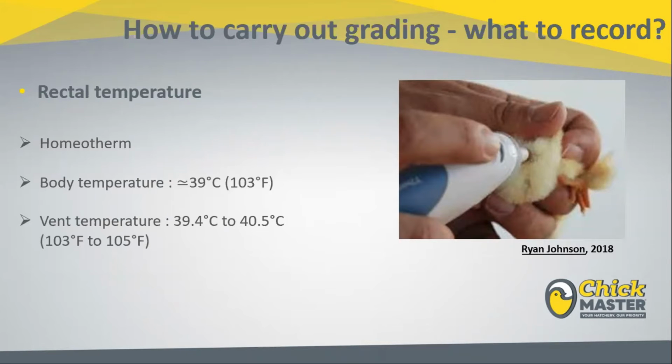Why is this parameter so important? As we know, chicks in their first days of life are homeotherm, so they are not able to control their body temperature. Their body temperature will be influenced by the environment where they are. So if they have some issues with their body temperature, this can be corrected by the temperature of the environment where they are. What is expected is a vent temperature between 39.4 and 40.5 degrees Celsius.